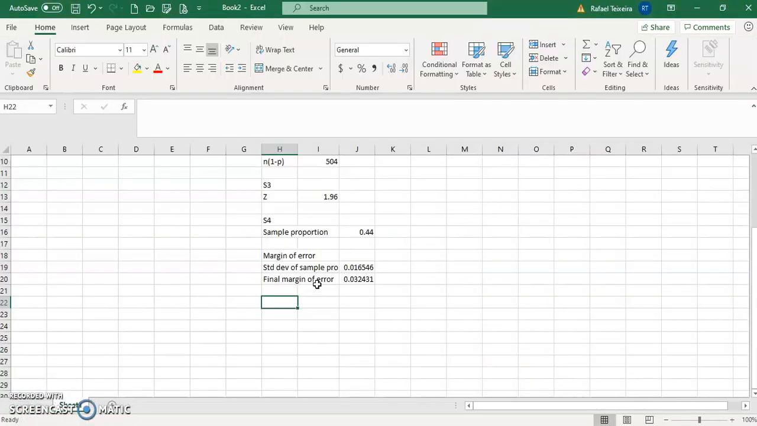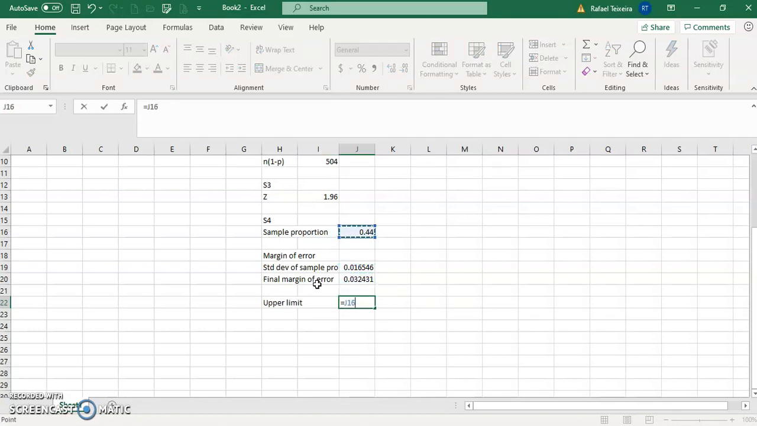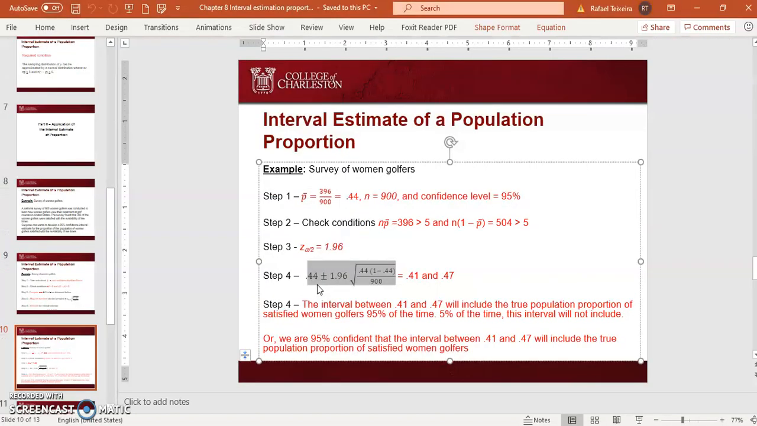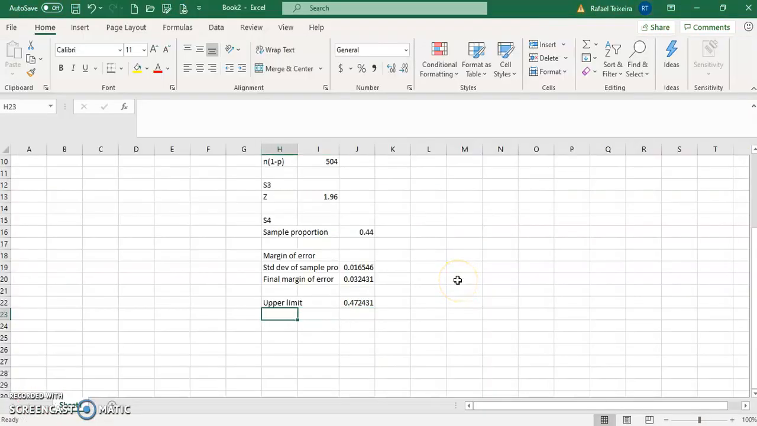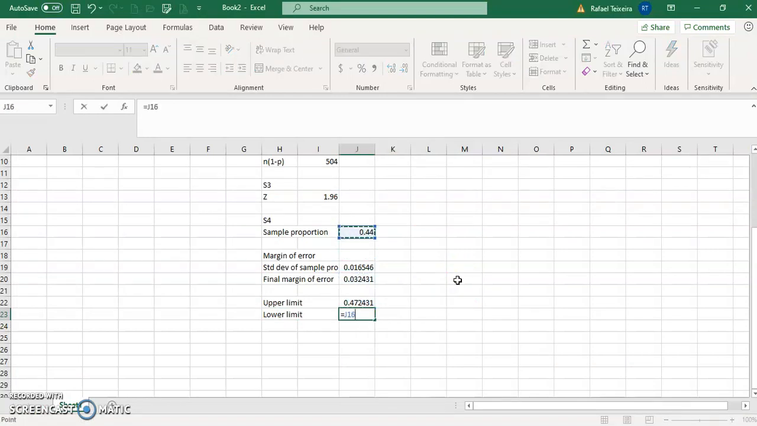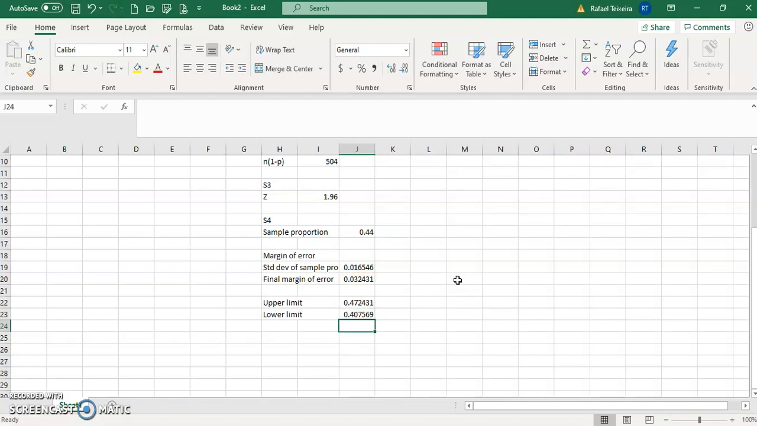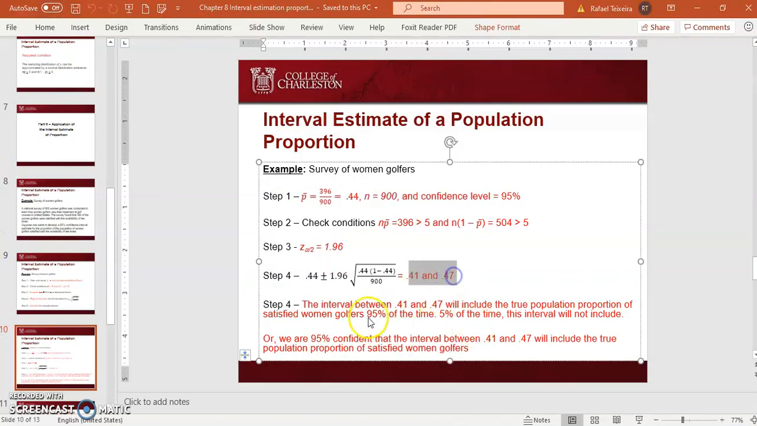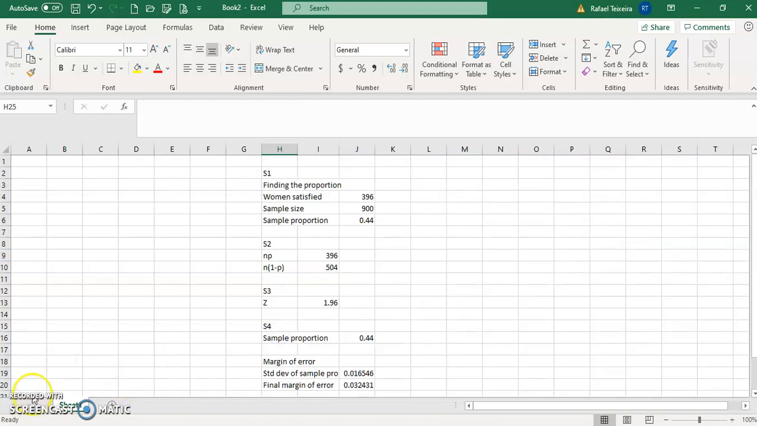Now what I have to do is add and subtract. So step number 5, no, I'm still on step number 4. Let's put upper limit is equal to sample proportion plus final margin of error, 0.47, like here, and the lower limit is equal to sample proportion minus margin of error, which is 0.40, almost 0.47. If you reduce the decimal places here, that's the final answer. Okay, and then you interpret, and that's it. This is how you solve it.